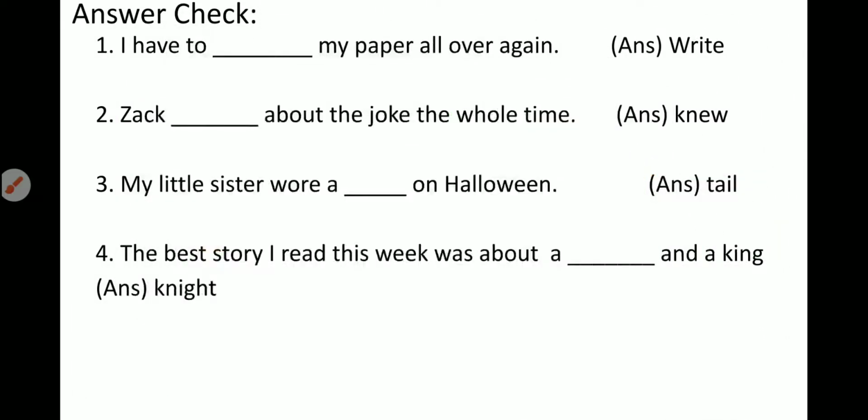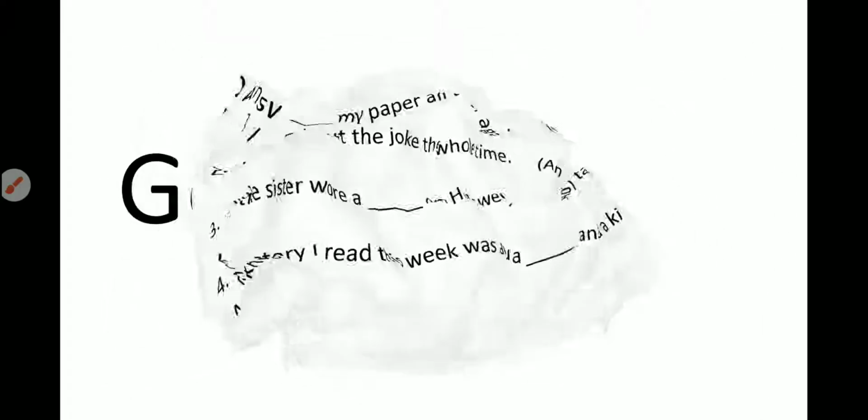Okay, good. If your answer to the first question was write, W-R-I-T-E, you were correct. I have to write my paper all over again. 2. Zach knew, K-N-E-W, about the joke the whole time. 3. My little sister wore a tail, T-A-I-L, on Halloween. 4. The best story I read this week was about a knight and a king, and the knight is spelled K-N-I-G-H-T. If you got all 4, you did amazing.